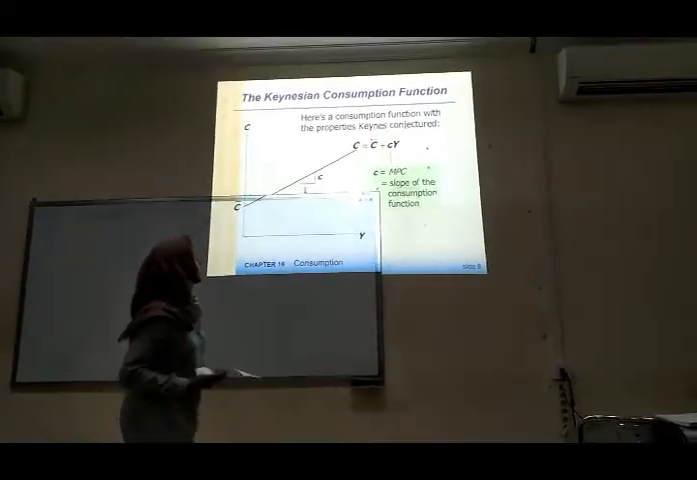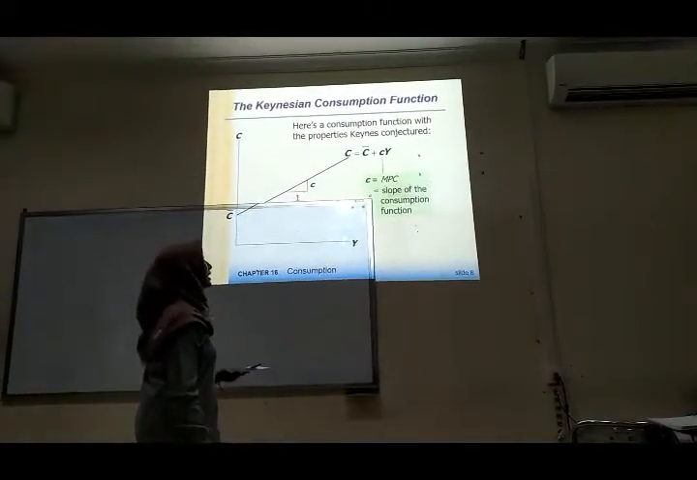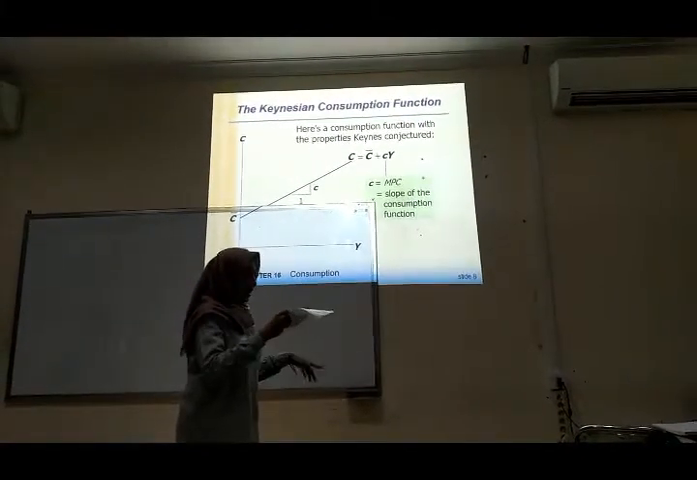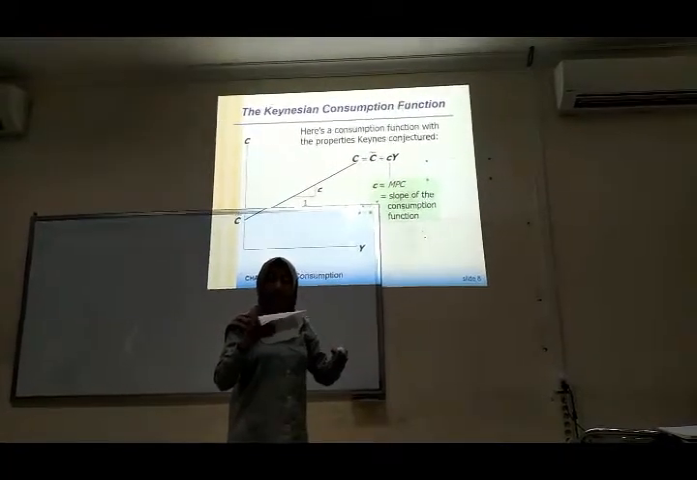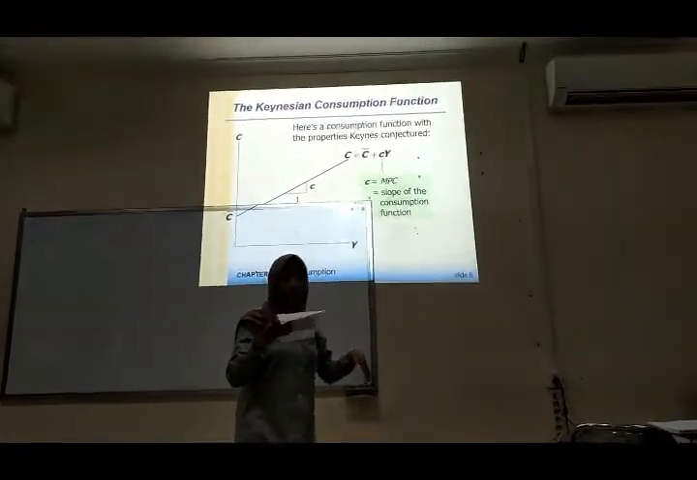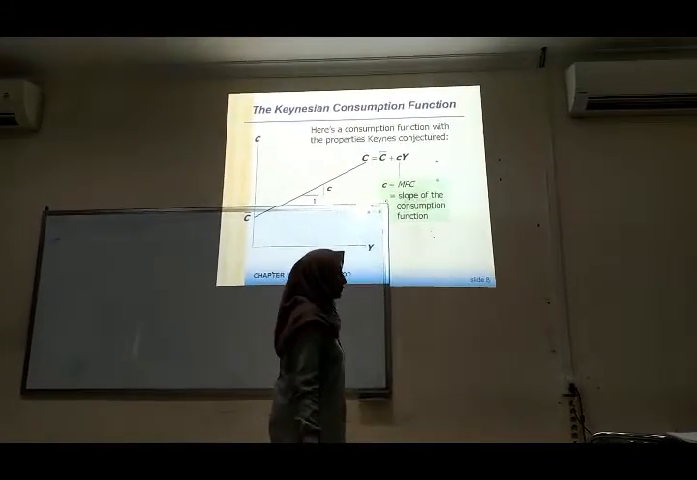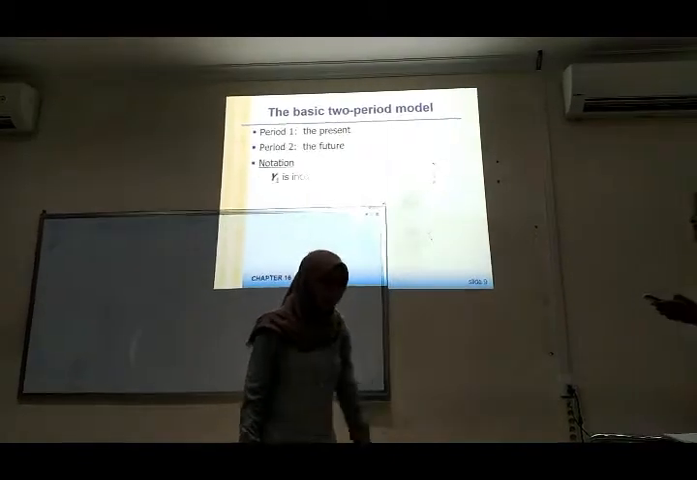Here is a consumption function with the properties Keynes conjectured. C bar is the portion of consumption that does not depend on income, the value of consumption if income were 0, a constant parameter. So the next will be explaining.